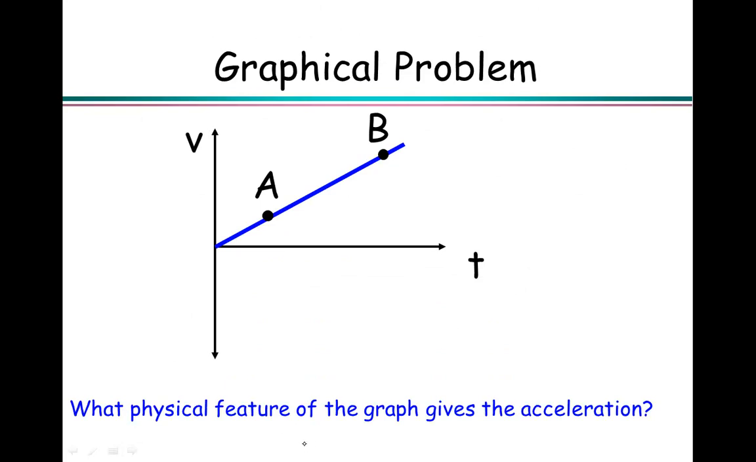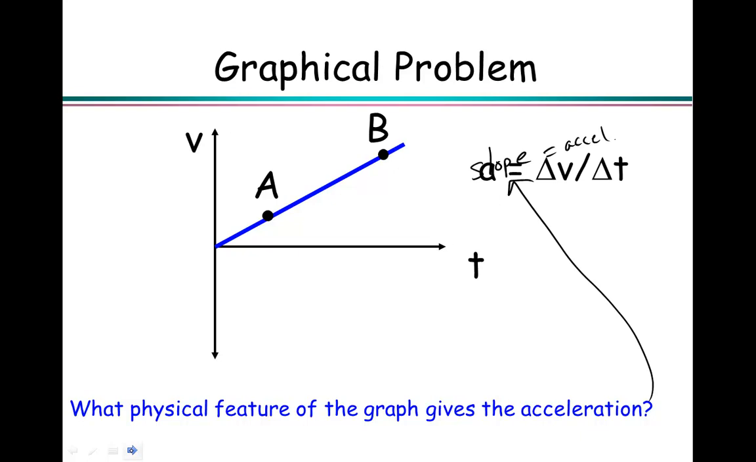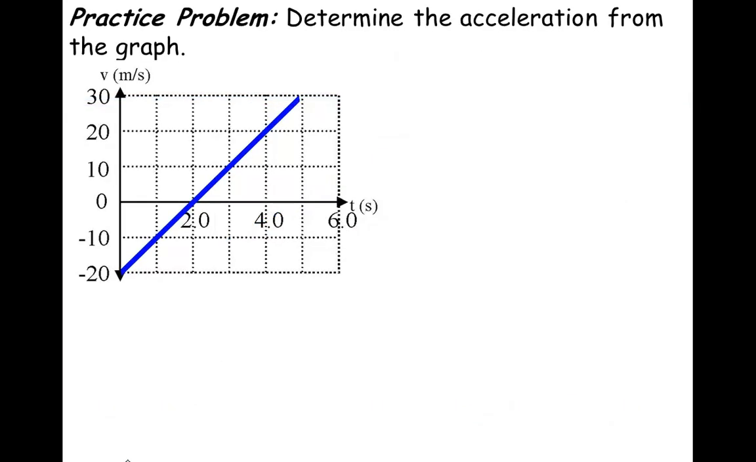Okay, continuing with our graphing. So this is a velocity time graph, and we're asked what physical feature of the graph gives acceleration. Well, for a velocity time graph like we've got here, the slope gives us the acceleration. So the answer to what physical feature of the graph gives us the acceleration is the slope. So the slope of the velocity time graph is equal to the acceleration. So the acceleration is the change in velocity divided by the time.